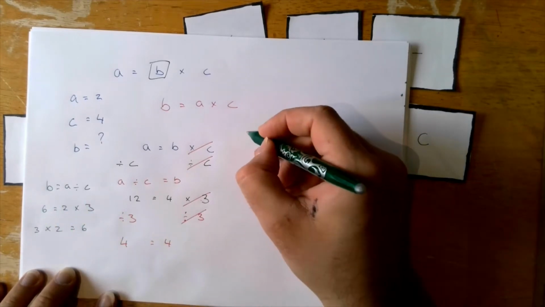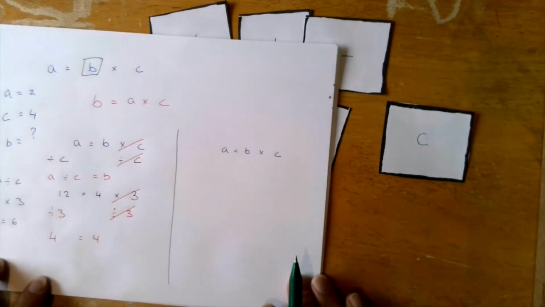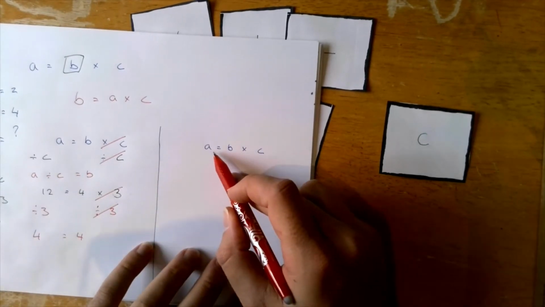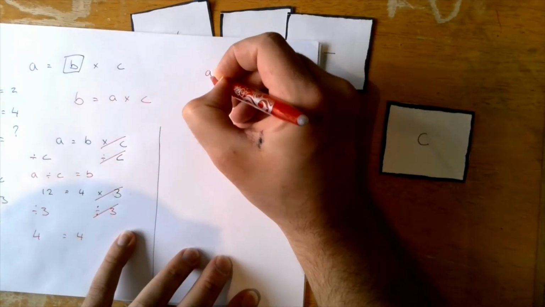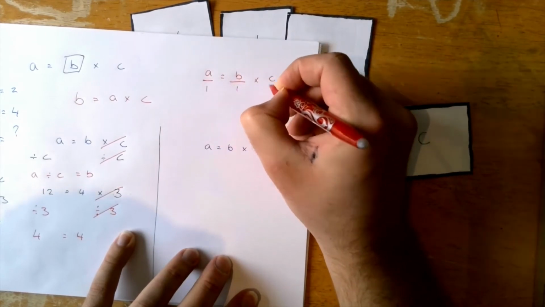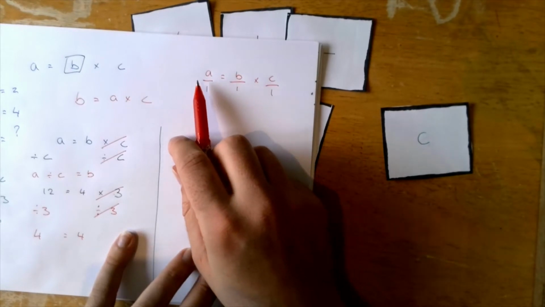Now, the trick way, if you don't want to go through this whole palaver, is to remember that for any number that's written like this, you can also write it like this. a over 1 equal to b over 1 multiplied by c over 1. Any number by itself will always be over 1.